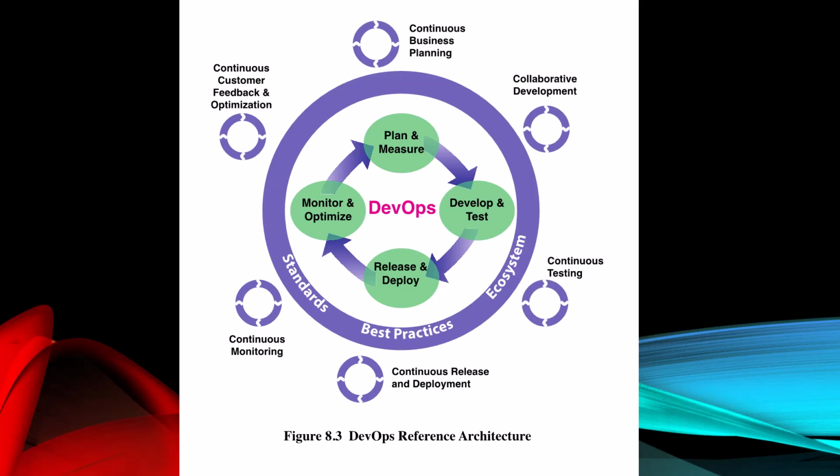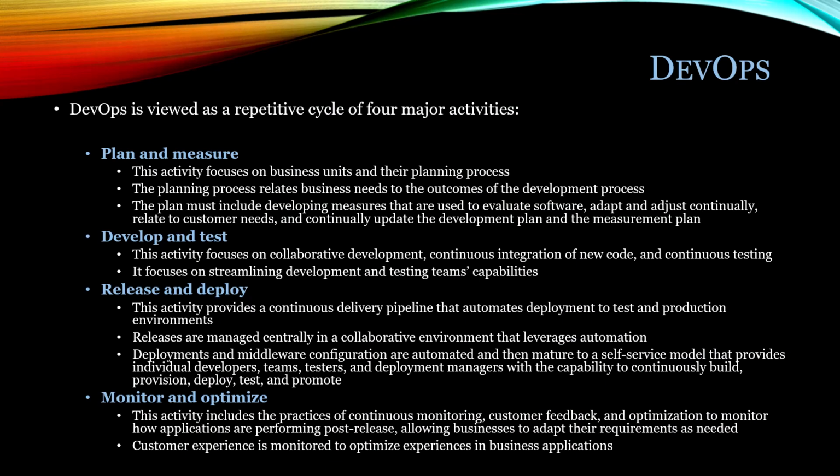Plan and measure are the activities focused on business alignment, aligning the plan to the business. That includes development measures and metrics that are used to evaluate the software and adapt and adjust continuously so that the customer needs are always met. Second are develop and test. That area focuses on collaboration, development, continuous integration of new code, and always testing.